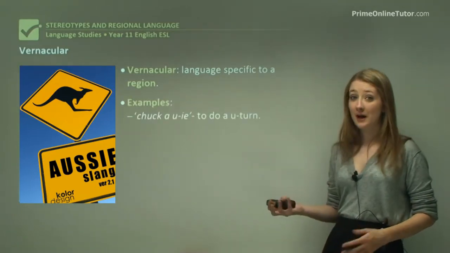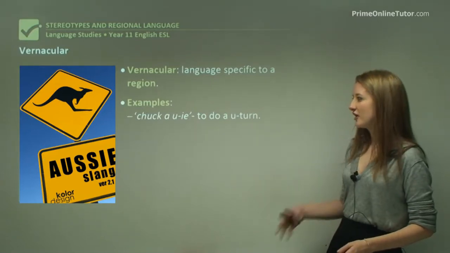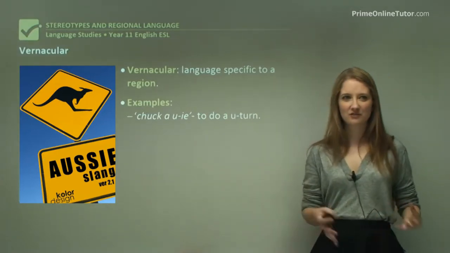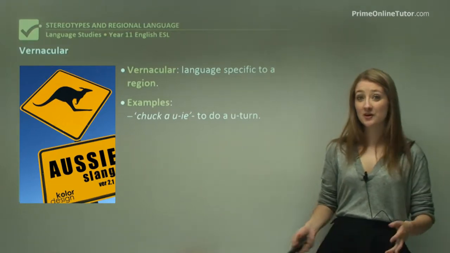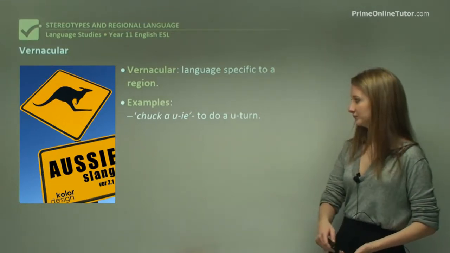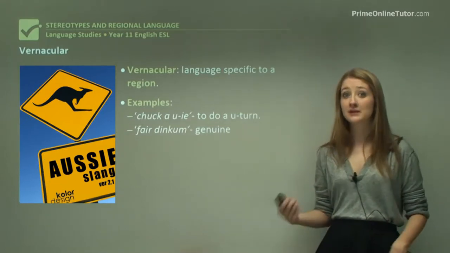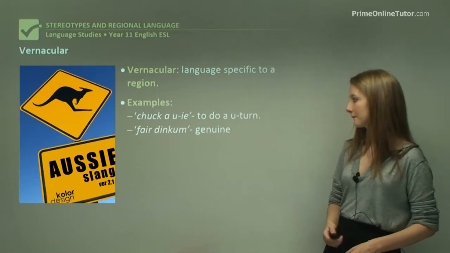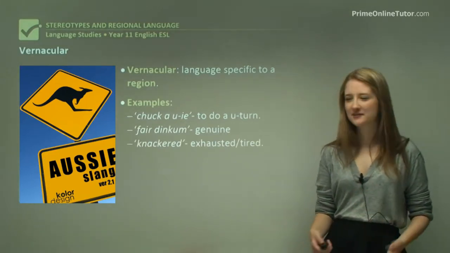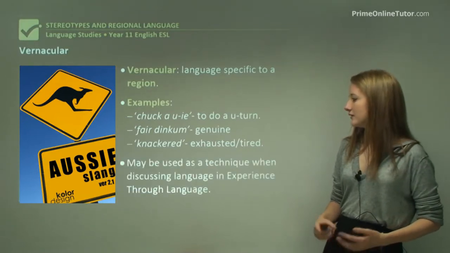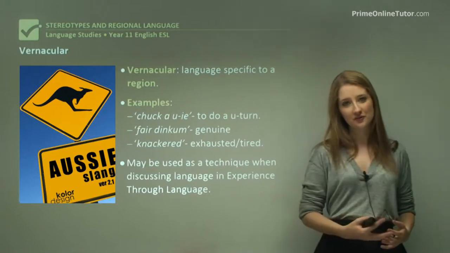So if we look at a couple of Australian examples, you might have heard the phrase to chuck a ewe. Now, that doesn't make sense if you didn't know the context, but in Australia it means to do a U-turn. Fair dinkum. If you say something's fair dinkum, that means it's really genuine and real. If you're knackered, that means you're exhausted or tired. These may be used as a technique when discussing language in experience through language.